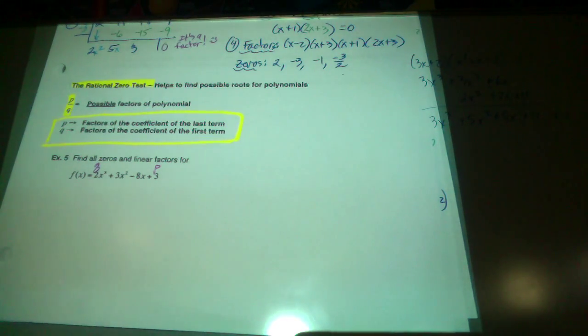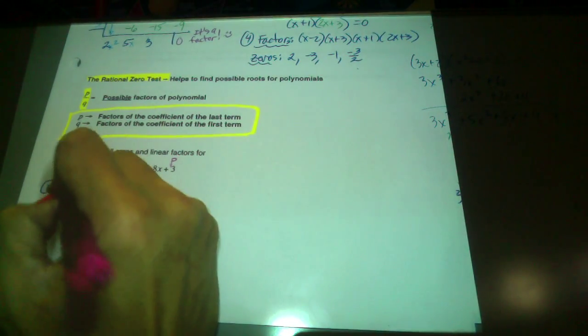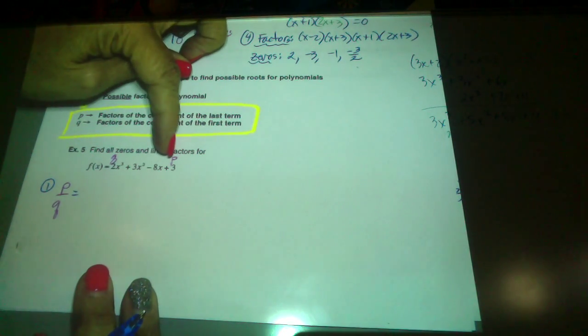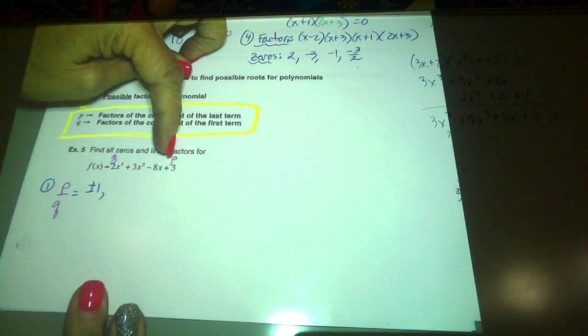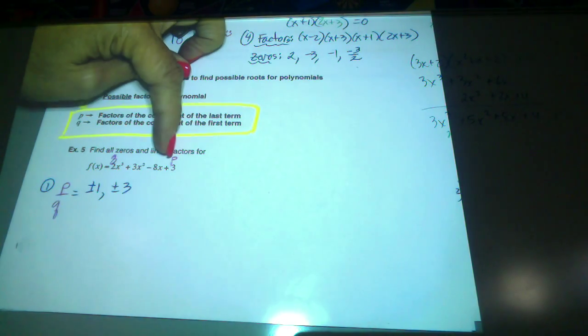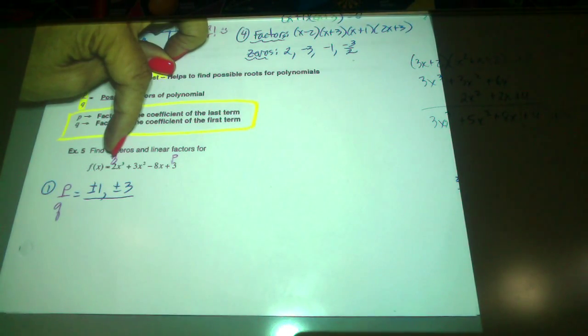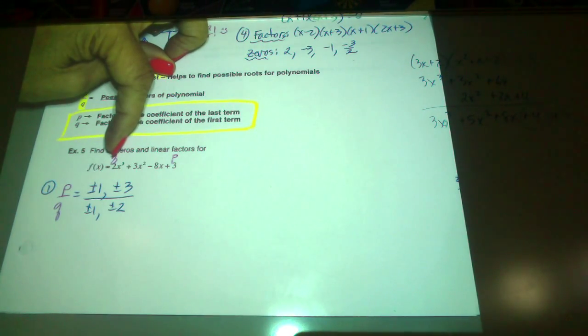So that counts. So then for step one, to find all of my factors, I'm going to take P and divide it by Q, all of the factors of P, and divide it by all the factors of Q. That'll be my starting place. There's only two factors for 3, 1 and 3. But your factors can be both positive or negative. So I've got to put in a plus or minus 1 and a plus or minus 3. Then divide that by all the possible factors of 2. Again, there's only 2 for 2. Plus or minus 1 and plus or minus 2.